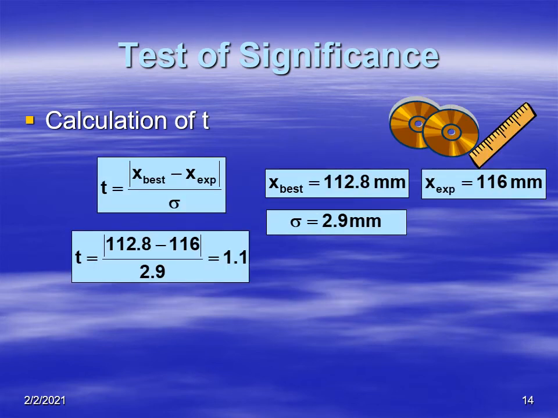In our case with the CDs, our discrepancy is 112.8 minus 116. We had a standard deviation of 2.9. That gives us a t-value of 1.1. In other words, this measurement that we just made falls 1.1 standard deviations on our curve. So are we willing to accept that or not? It depends upon where we draw the line.